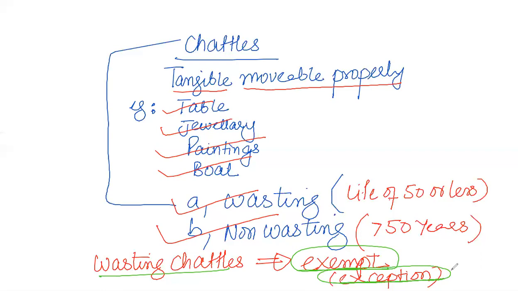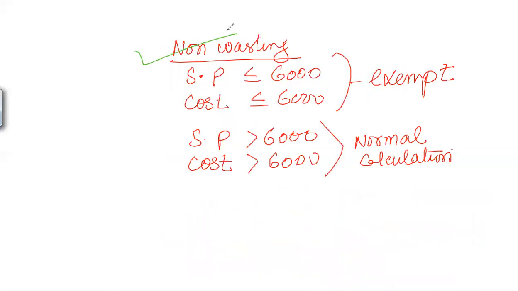There is an exception that deals with when vesting chattels are taxable. In general, if a chattel is a vesting one, it will be an exempt one. Now, as far as the non-vesting chattels are concerned, having a life of 50 years or more, there are two rules. One is if the selling price and cost are less than or equal to 6,000, that chattel is an exempt one. So it's a non-vesting exempt chattel.